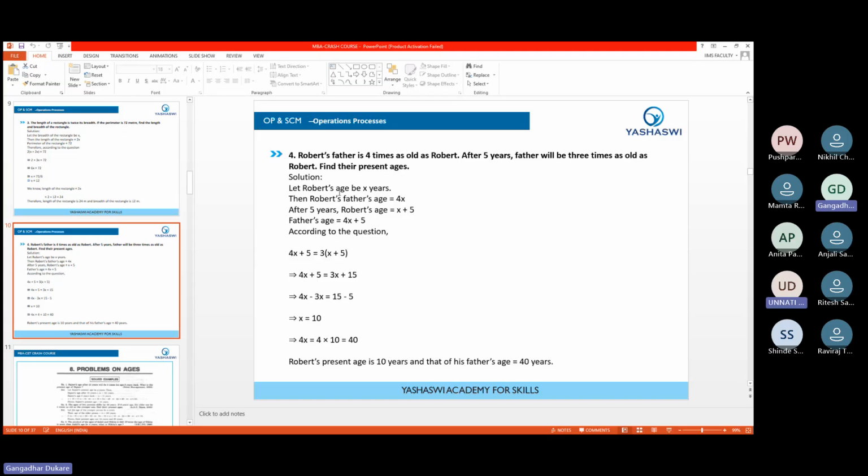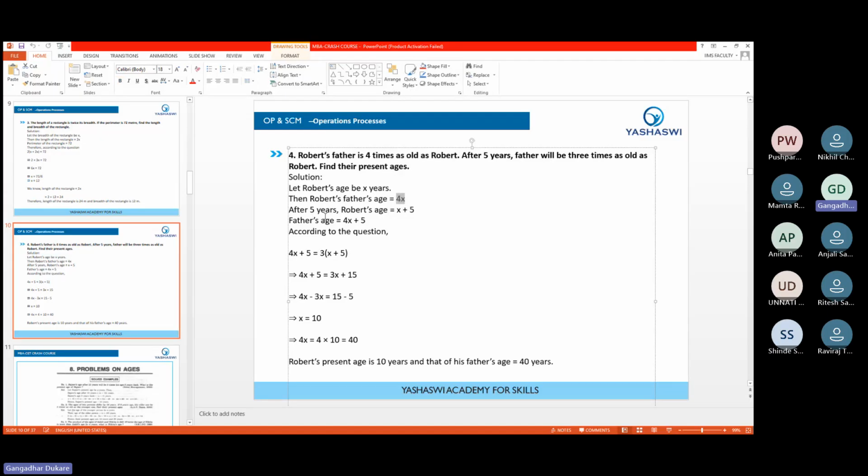The robot's age will be X years. We don't know the robot's age, but the father's age is 4 times as old as the robot. So we start with the robot's age considered as X. So the robot's father's age will be 4 times that, which is simply 4x.